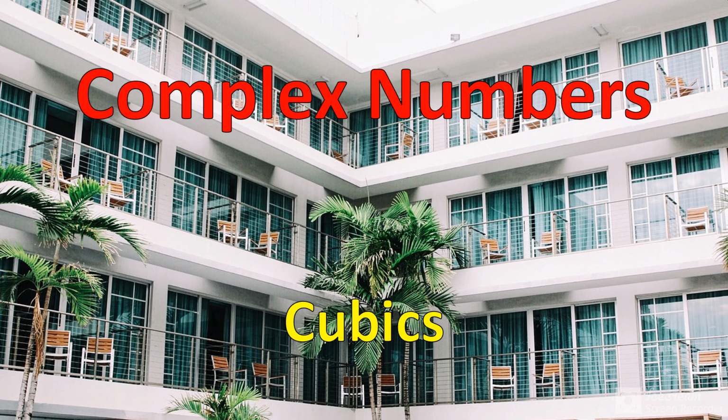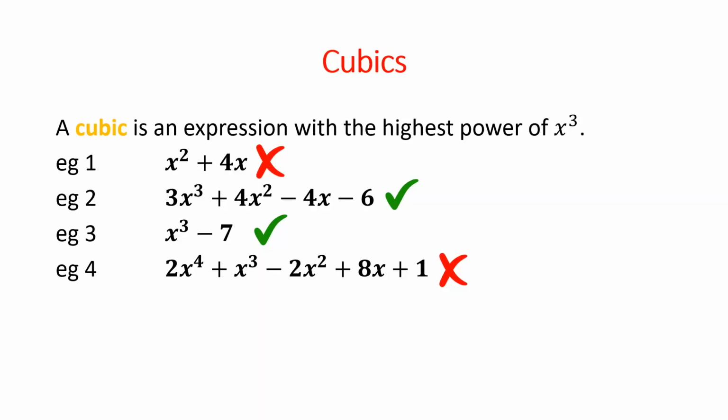We're going to now chat about cubics in this video. A cubic is an expression with the highest power of x to the power of 3, or x cubed. For example, number 1 is not a cubic because it doesn't have an x cubed in it. Number 2, the highest power is 3x cubed. Number 3 is because x cubed is the highest power. But number 4, even though it has an x cubed in it, the highest power is x to the power of 4. So it's called a quartic, not a cubic.